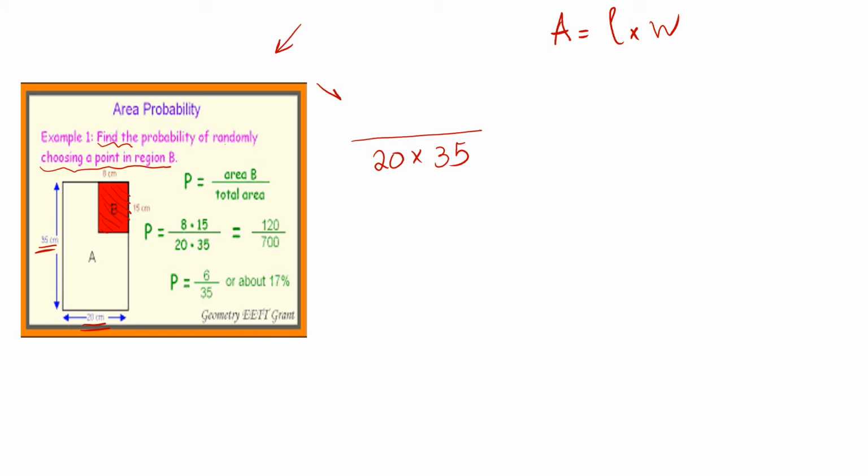And what is the favorable outcome? That will be the small rectangle, length times breadth, that means 15 times 8. That is the way you will find the probability of the area if the point is lying in the small region which is inscribed in a big rectangle.